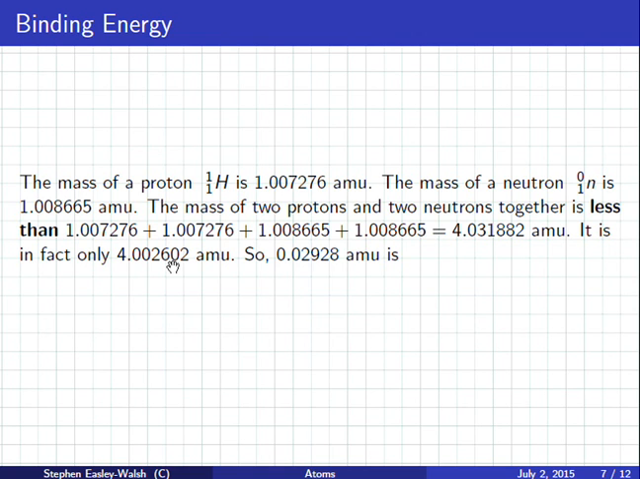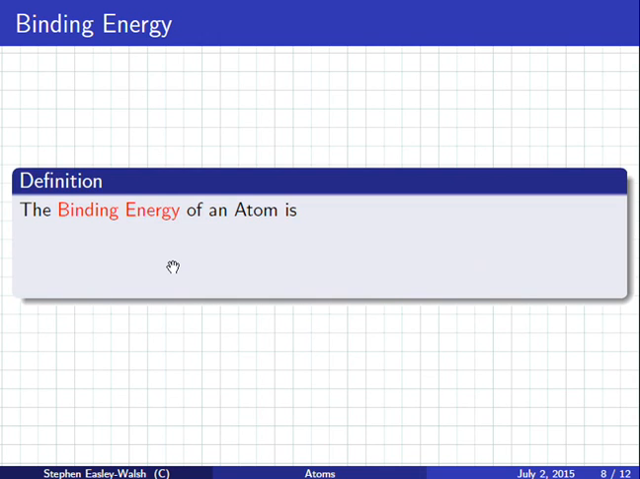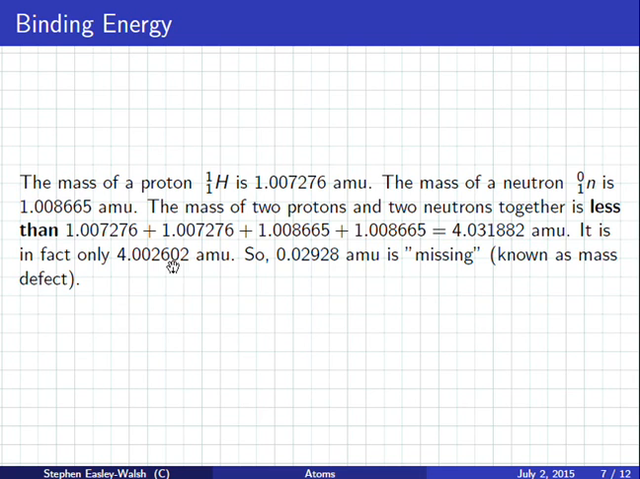So 0.02928 AMU is missing. This is known as the mass defect, how much mass is missing. So I think this is a good example to write down. In the exam, they will use words like mass defect. So I would like you to write this down. You could say the mass of 2 protons and 2 neutrons, and maybe here you could say that's helium.